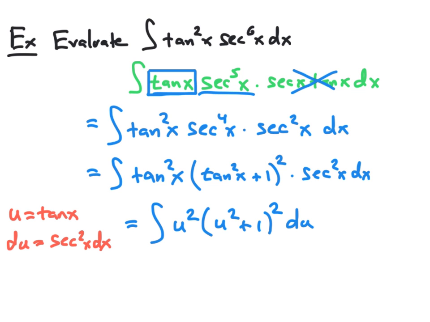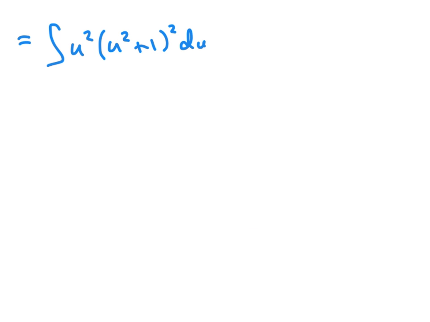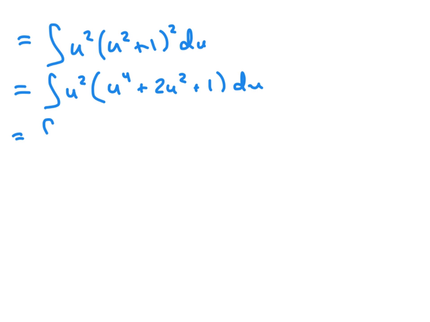We just expand out algebraically the integrand here. We find an antiderivative of that resulting function and go back to x by replacing u with tangent of x at the end. So picking up where we left off with the integral of u squared times u squared plus 1 quantity squared du, this becomes the integral of u squared times u to the fourth plus 2u squared plus 1. We then distribute the u squared and get u to the sixth plus 2u to the fourth plus u squared.